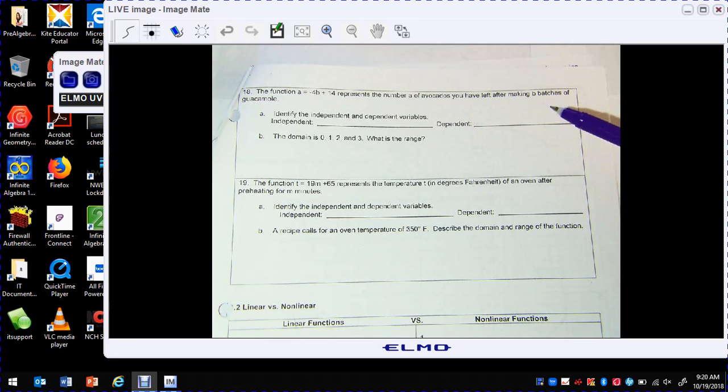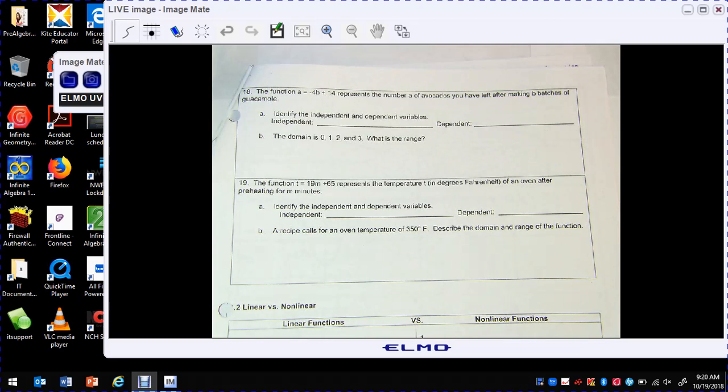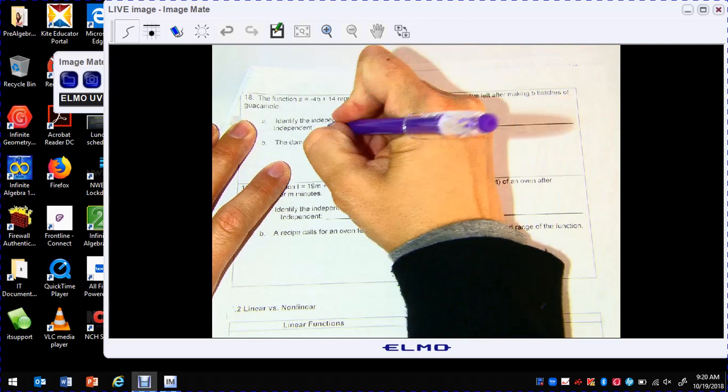So it doesn't matter, my number of avocados is not going to affect the batches of guacamole in this equation, even though if you don't have avocados, you don't have guacamole, but that's not what it's saying here. You will have all these avocados, and those avocados don't determine the batches of guacamole. You actually making the batches will determine how many avocados you have left. So the independent variable would be your batches of guacamole.